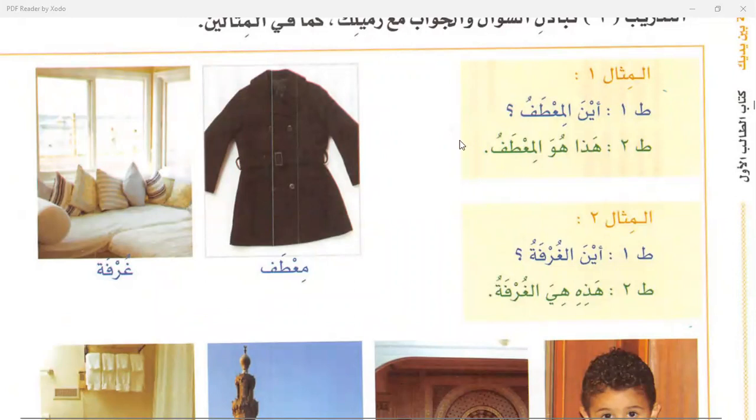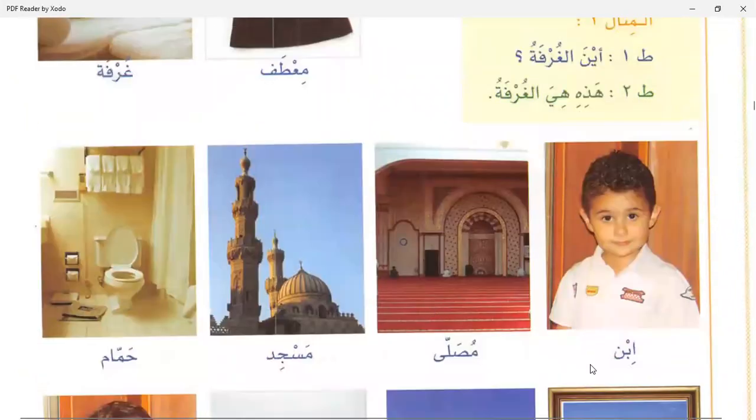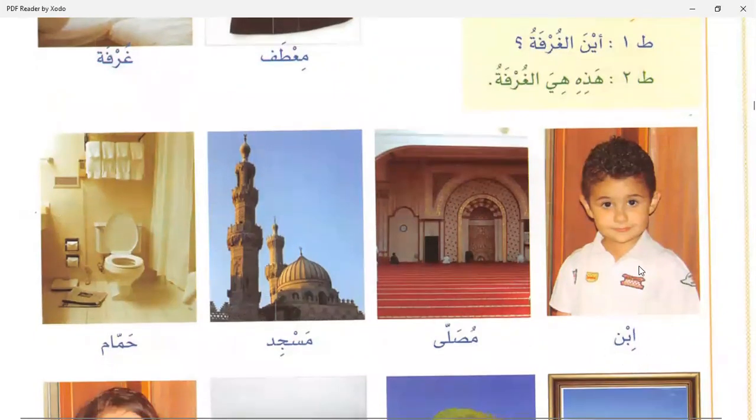Okay, we use Alif Lam to make the thing definite. For example, Miftah means a key, Al Miftah the key. Similarly, Ghurfa means a room, Al Ghurfa means the room. So when we ask about something, we are asking about a specific thing. So this means that thing is definite. So you need to use Alif Lam with that thing. So in the next picture, you need to add Alif Lam with all these words because you will be asking about a specific thing. Okay.